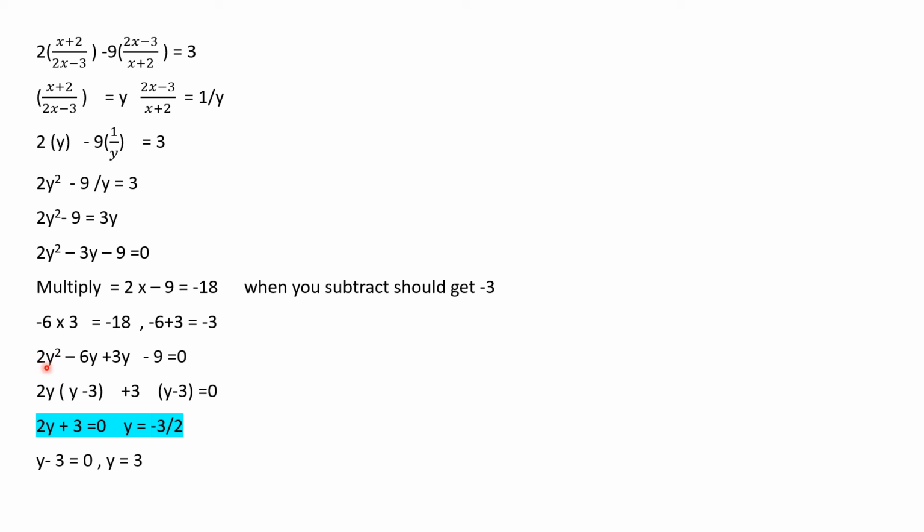Now write it down: 2y square and minus 9 as such. Instead of minus 3y, you write minus 6y plus 3y. Now take 2y out, you will get y minus 3. And the same y minus 3 you should put it here.